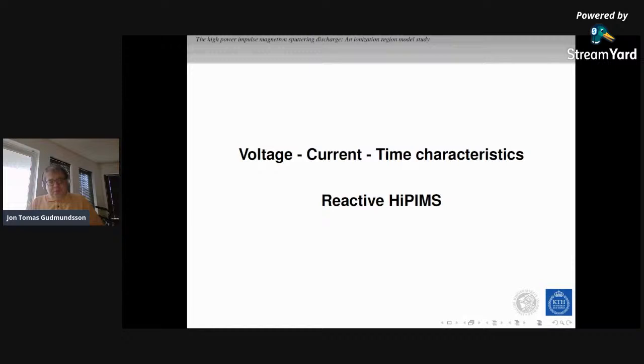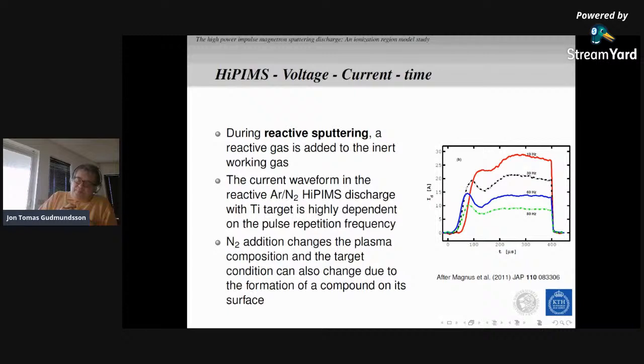Okay, let's now move to the reactive case, which is actually a bit more complicated. In reactive sputtering, we add a reactive gas to the inert working gas. This can be O2, N2, or some other gases. Here we only look at argon-nitrogen or argon-oxygen. In this figure, we see a discharge with an argon-nitrogen mixture. We have a 400 microsecond long pulse, and we start here with an 80 hertz pulse frequency, and then we lower the pulse frequency.